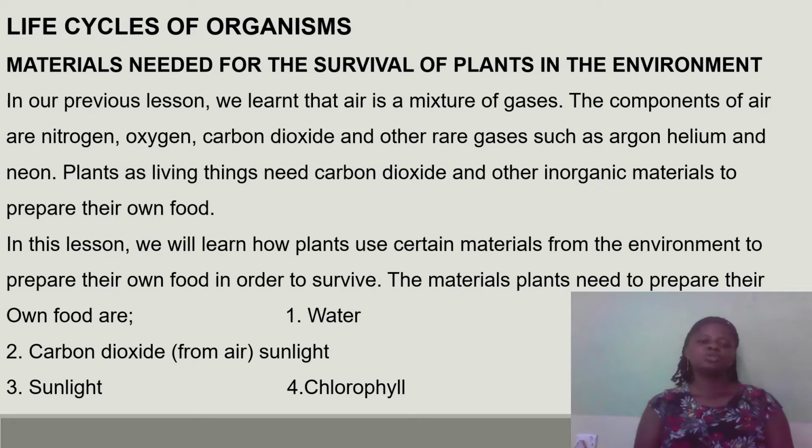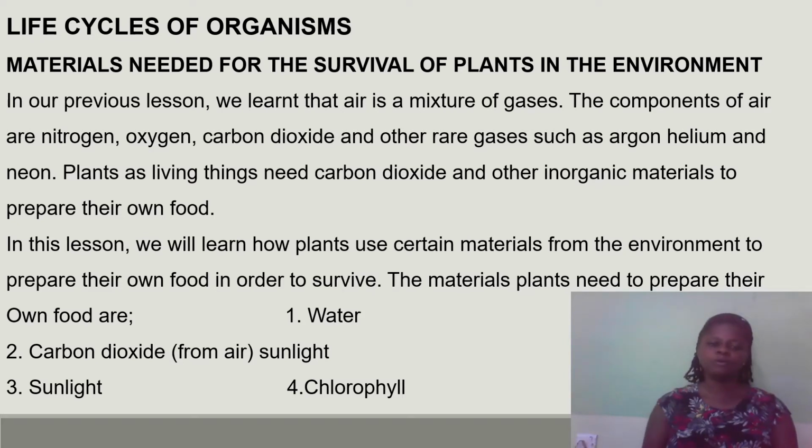Okay, so materials needed for the survival of plants in the environment. Let's look at that before we look at the life cycle. Previously, we have learned that air is a mixture of gases. Remember? And the components of air are nitrogen, oxygen, and other gases. Plants, as living things, need carbon dioxide and other inorganic materials to prepare their own food.